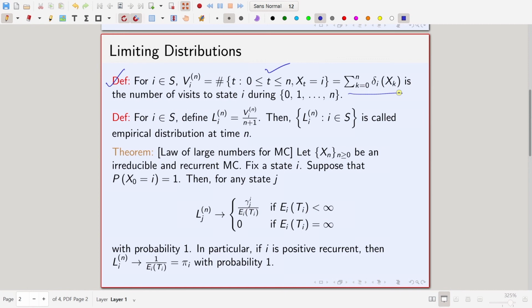Remember, we have already seen the total number of visits where the summation was from k running from 0 to infinity, which we denoted by Vi. But now we are looking at Vi(n), the number of visits to state i during the time 0, 1 up to n, during the first n time units. That is the first definition.